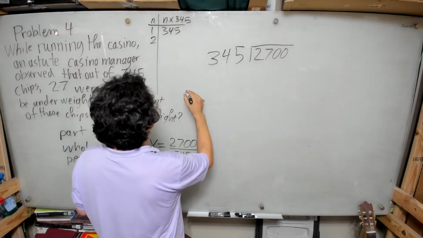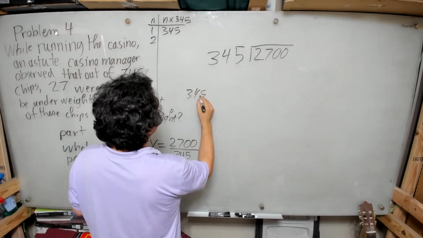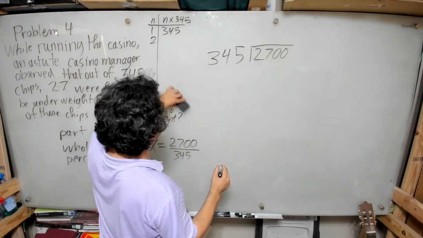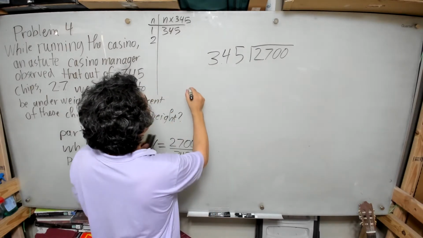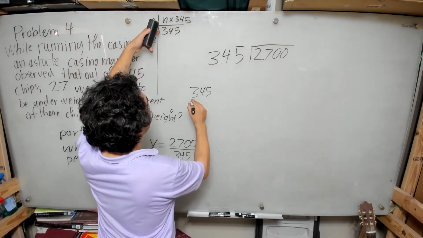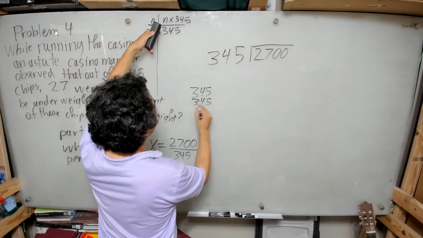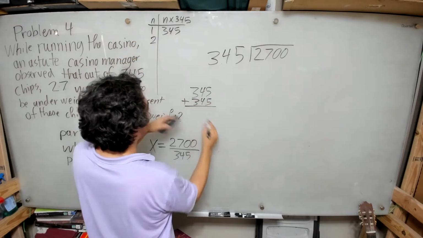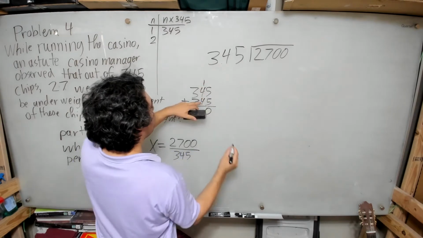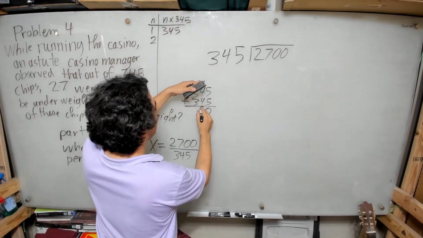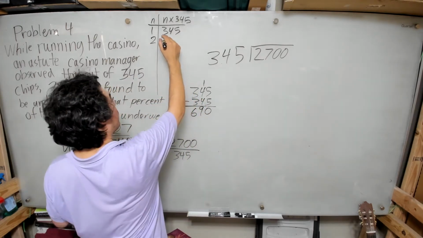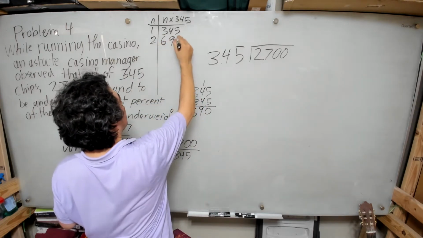So yes, let's do that. 2 times 345 is going to be, well, no, I'm just going to show you adding each time, because that'll be easier. So 345, because that's this one, plus 345 will give us 5 plus 5 is 10, so 0, 1. 4 plus 4 is 8, plus 1 is 9. 3 plus 3 is 6. So 2 times 345 is 690.